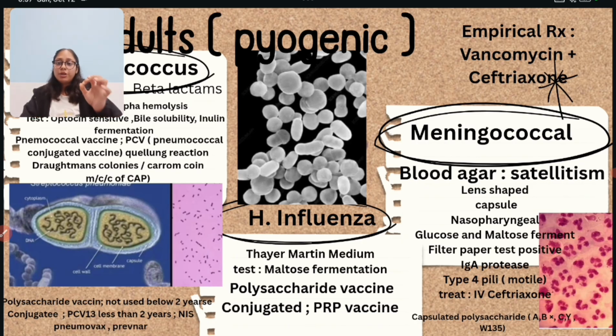Now, for Neisseria meningitidis or meningococcus, we have a vaccine, and that is a capsular vaccine. As it is a capsulated organism, it will have a capsular polysaccharide vaccine. It has different strains: A, B, C, Y, and W135. In this vaccine, they have not included B, but all the other strains are there, like A, C, Y, and W135. So this is how, if any adult comes to you with meningitis, these are the organisms we are going to look for.